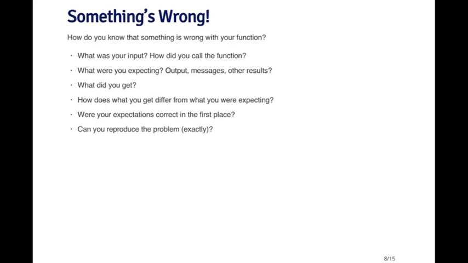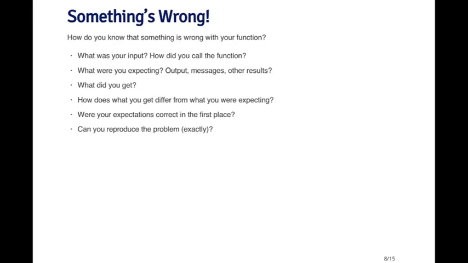What was the output that you were expecting? Were you expecting some message that you didn't get, or other numerical results, things like that? And then, of course, what did you actually get? How did what you actually get differ from what you were expecting? And were your expectations correct in the first place? If you were expecting something that was in fact incorrect, then your notion of what is correct and incorrect is now being challenged.